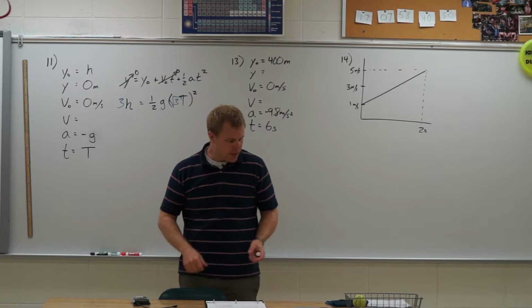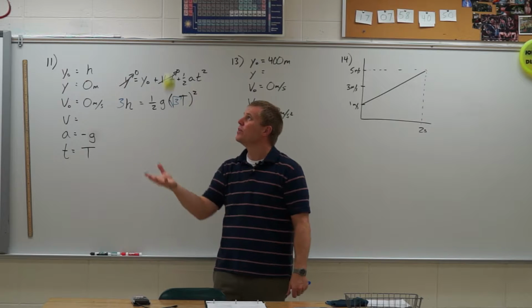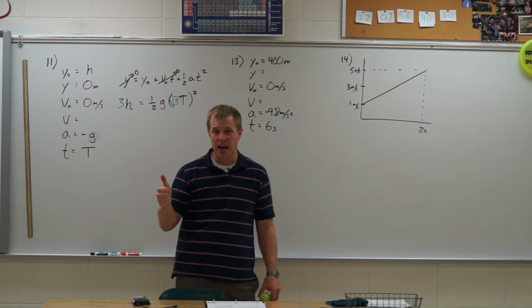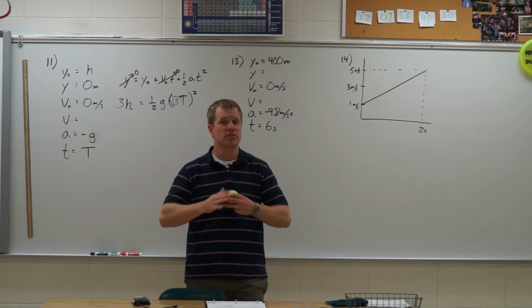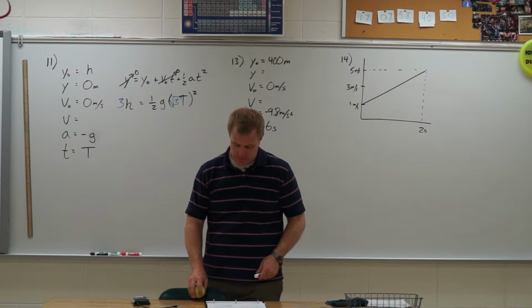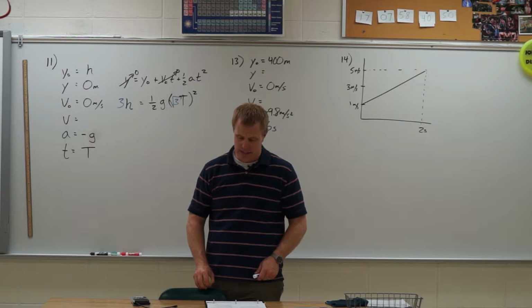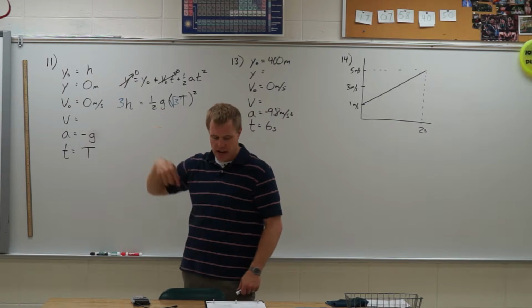Number 12, if you toss a ball up, talk about the point at the top. Well, at the point at the top, when it reaches a maximum height, the velocity is 0. Gravity is always there, so gravity is acting down. So the correct answer is C. The velocity is 0, but the acceleration is negative or downward.